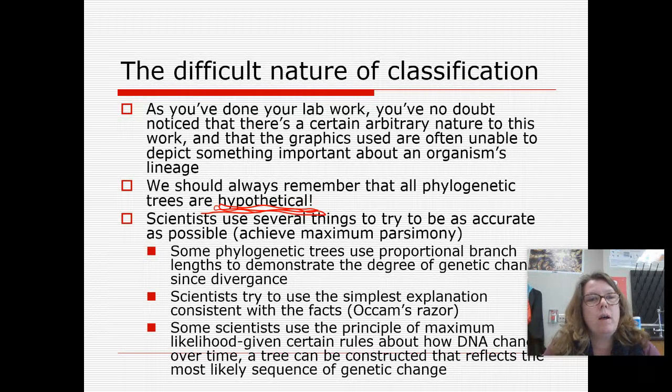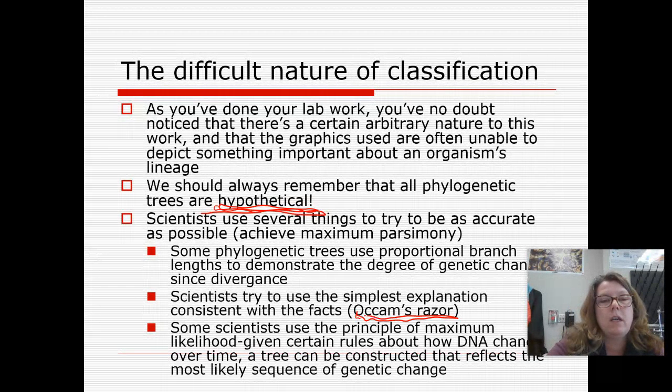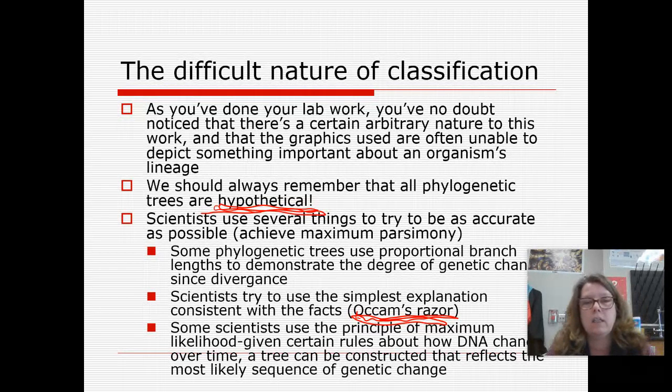Scientists will use several things to try to be as accurate as possible sometimes when they're drawing their phylogenetic trees. That's called achieving maximum parsimony. Some phylogenetic trees will use proportional branch lengths to demonstrate the degree of change since the two species evolved from a common ancestor. But then there's also good old Occam's razor. I don't know if you've ever heard of this. It exists in statistics and it exists in science.